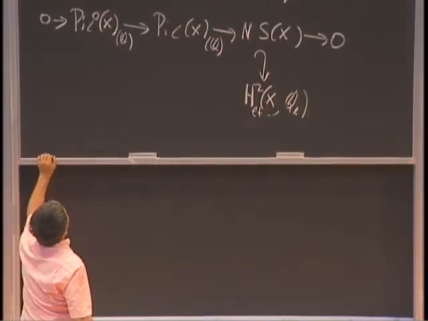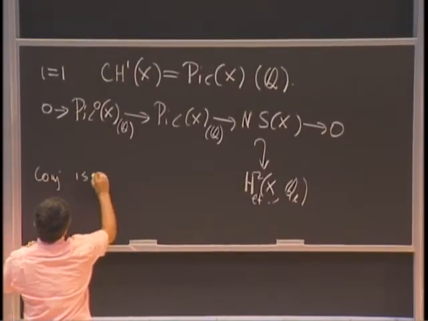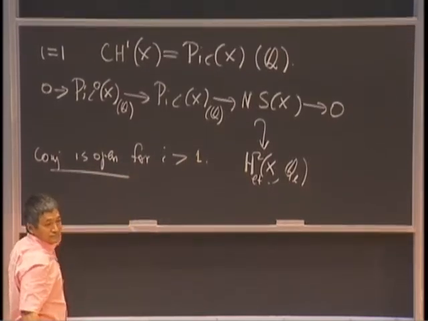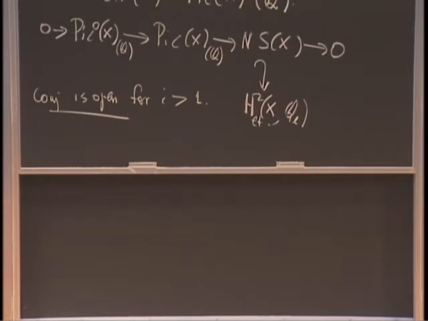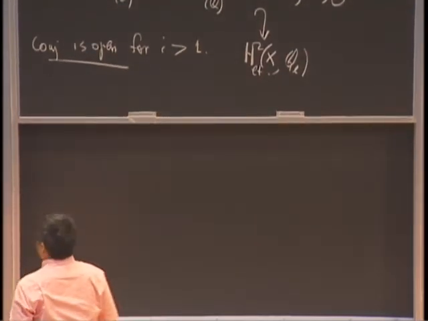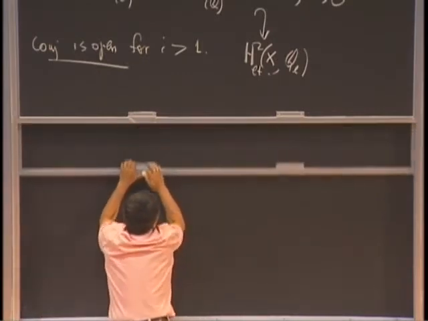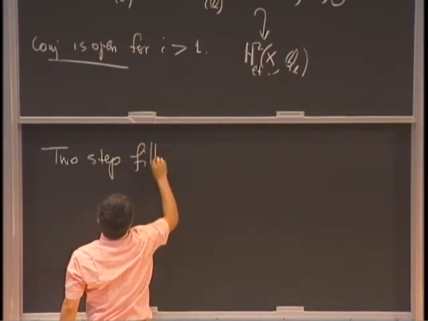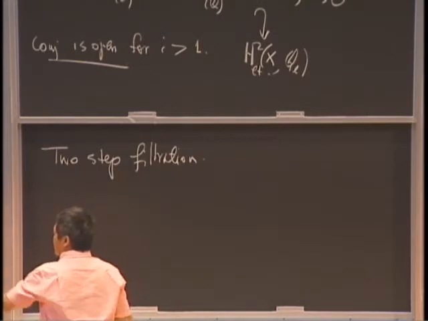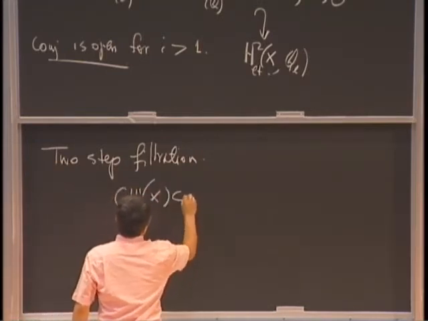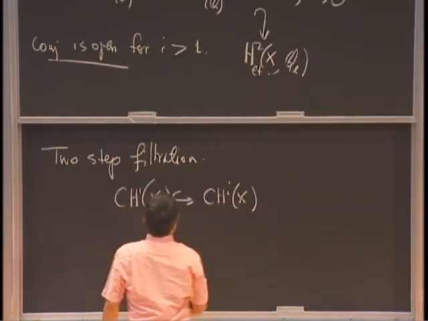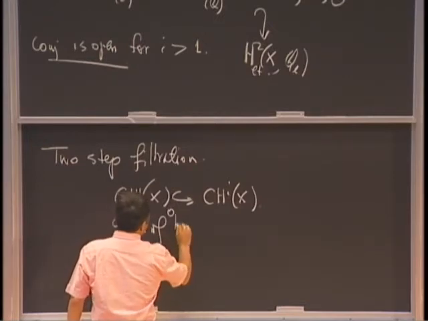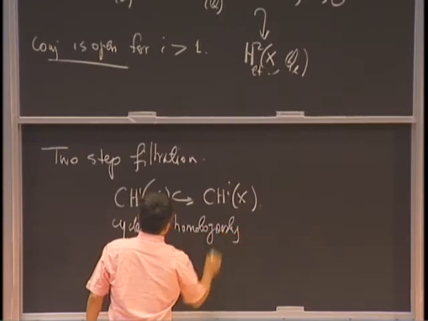Okay. So the conjecture is open for i bigger than 1. i equals 0 is clear; it is just a simple thing. And this group has a filtration, a two-step filtration. In general I have many steps, but this one has two steps: CH^i of X, then CH^i of X zero. This is the so-called cycles with trivial cohomology, homologically trivial.